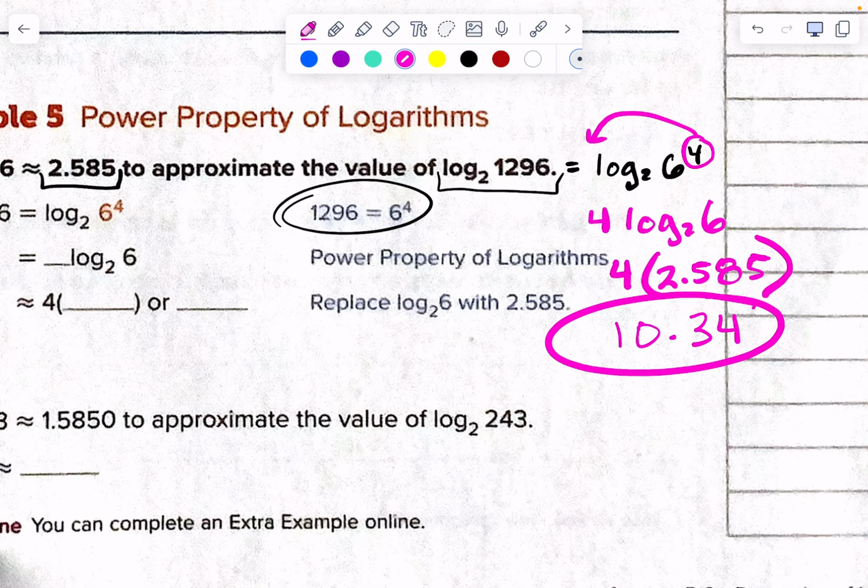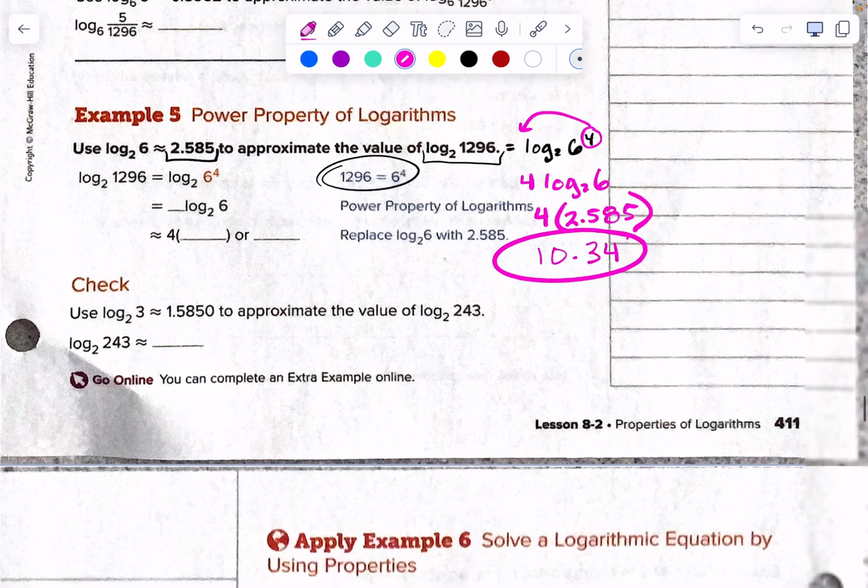So it's just all using manipulations. 1296 was 6 to the 4th power. 4 comes down in front. I just take 4 times whatever that decimal is. That's it. Okay? Let's go.